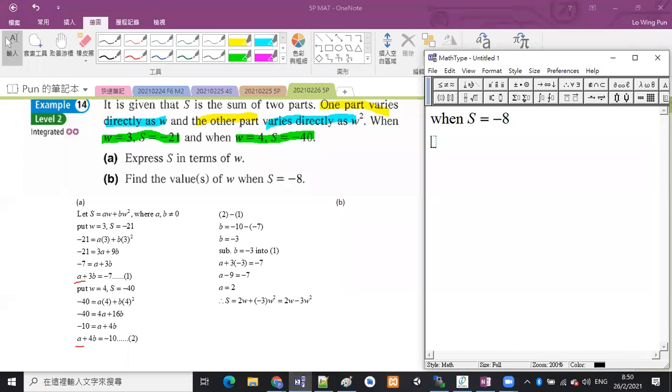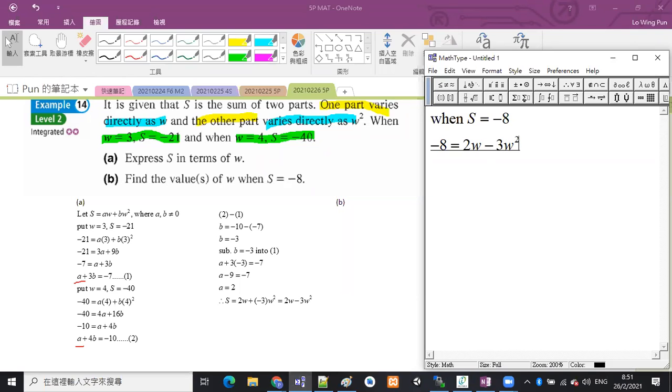Find the value of W when S is equal to -8. When S is equal to -8, then we just put S to be -8 into our equation. So our equation was S equals 2W minus 3W squared. So it becomes -8 equals 2W minus 3W squared. Okay, can you see that? Can you smell that? It is actually a quadratic equation.